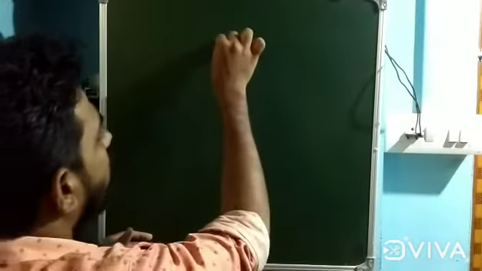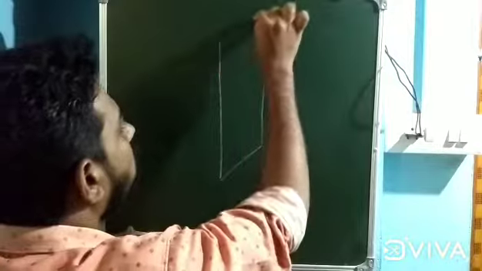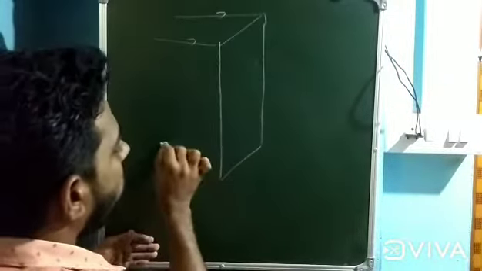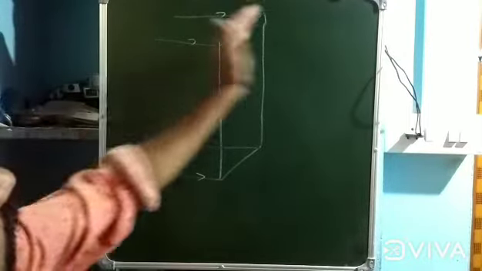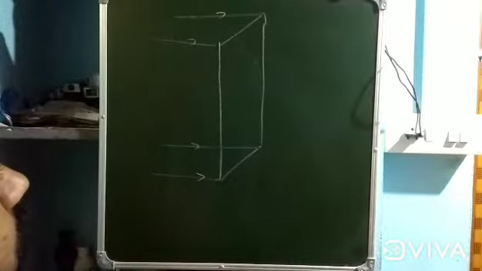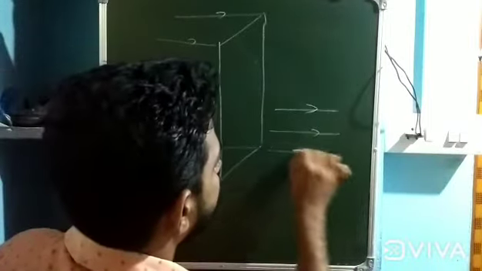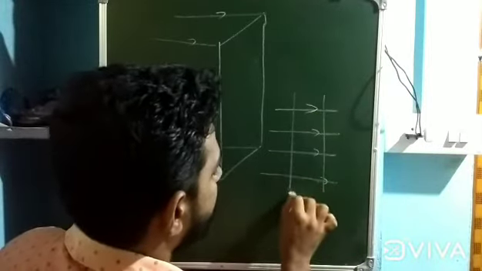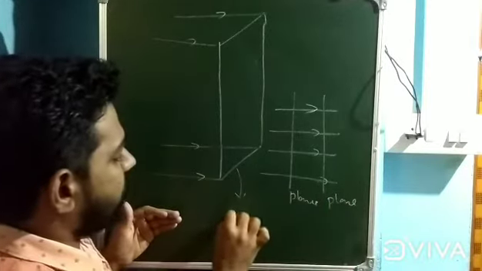Normally it is represented like this. If the light is coming like this, this is the shape of the wavefront. Otherwise we can represent it like this. This is traveling in a straight line, or parallel. So these are plane wavefronts. This is a plane wavefront. This is also a plane wavefront. This is a plane wavefront.